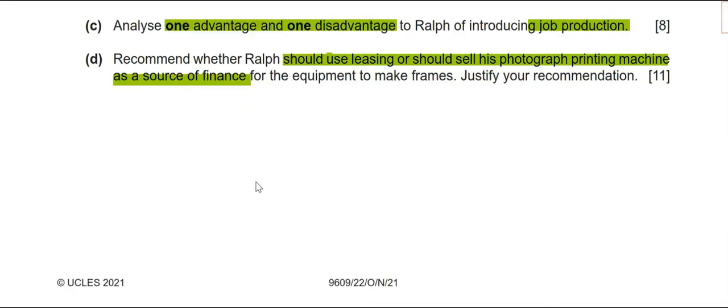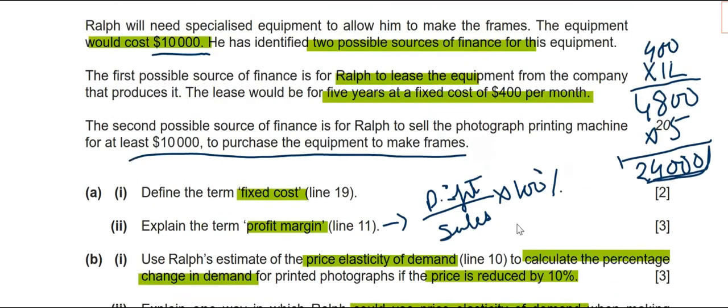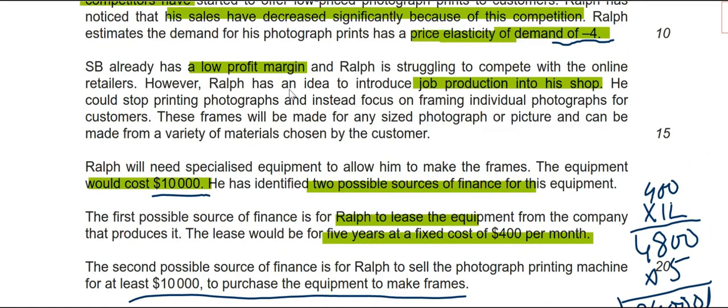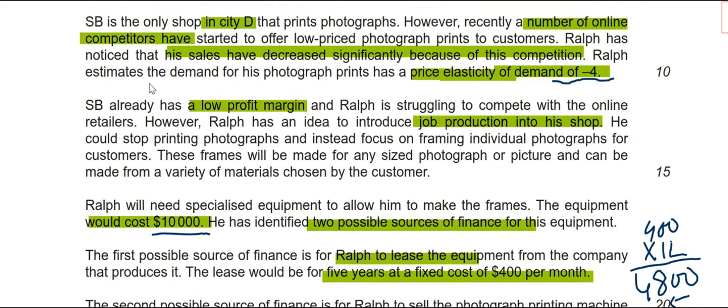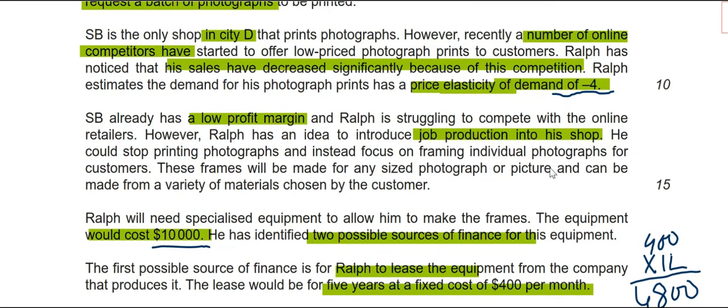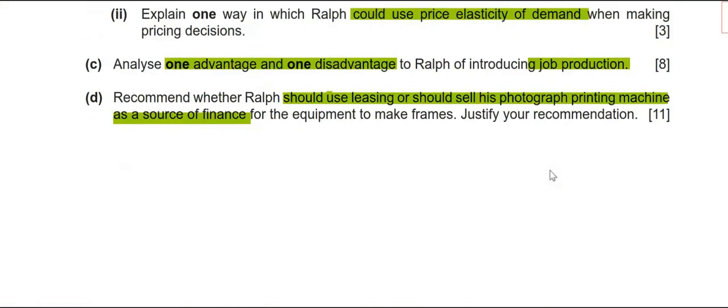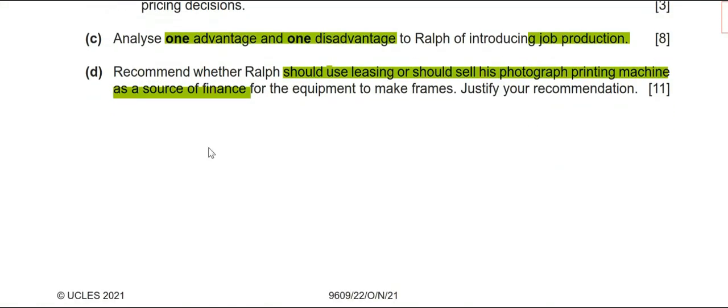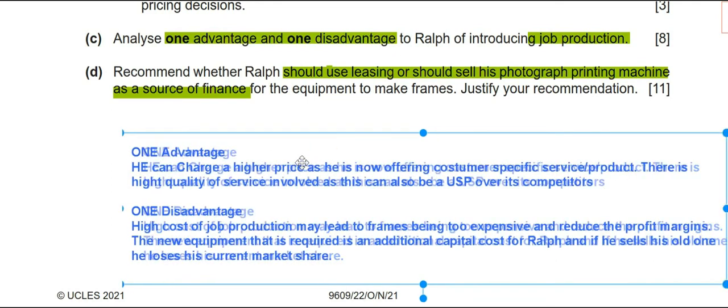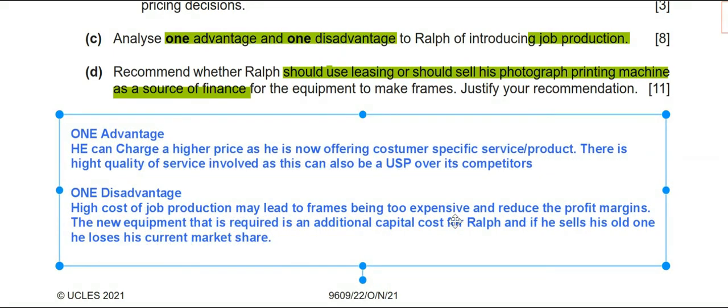Okay guys, so moving on to part C, this is saying: analyze one advantage and one disadvantage to Ralph of introducing job production. Now in the data they did mention that he is currently doing it in batches, and now if he wishes to convert to job production, we just have to mention one advantage and one disadvantage. Now we can simply say that one advantage of using job production is that he may be making a unique product, and as a result he can also charge a higher price for that.